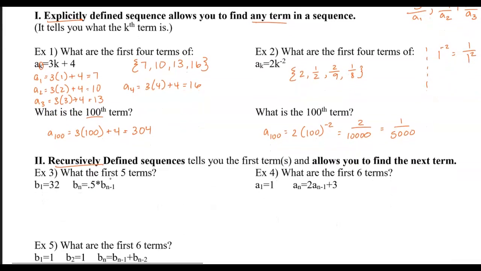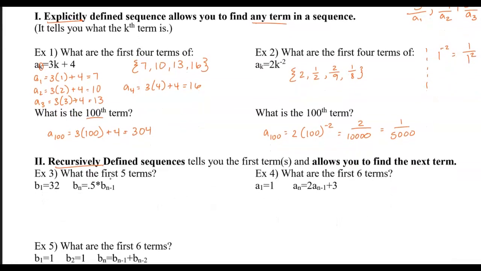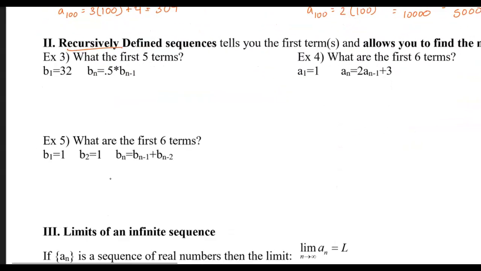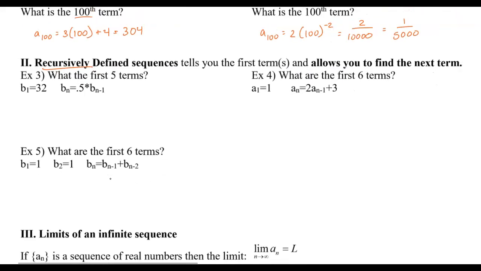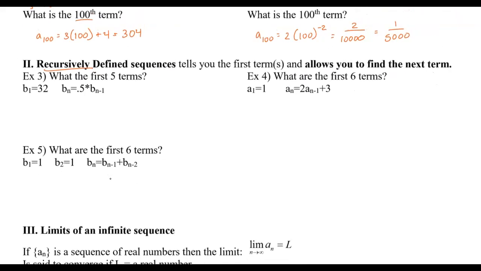So now, recursively defined, which I like explicitly defined. I want things to just be straightforward. I don't want to have to know something else in order to find something in the future, right? Probably because I'm lazy. But a recursively defined sequence is just like I said, you need to know a prior term to know a future term.